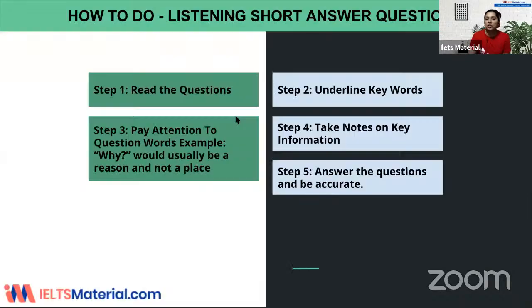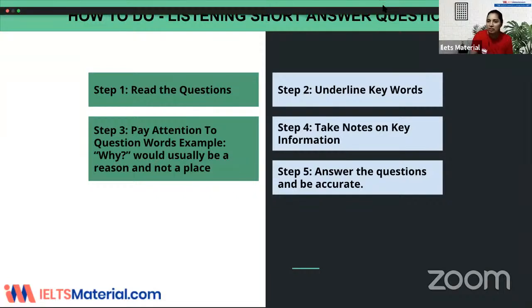And now moving on to the next section, that is short answer questions. Here, a few strategy points are different. That is, read the questions, underline the keywords.